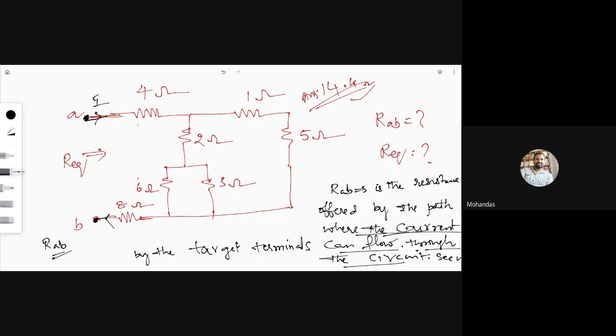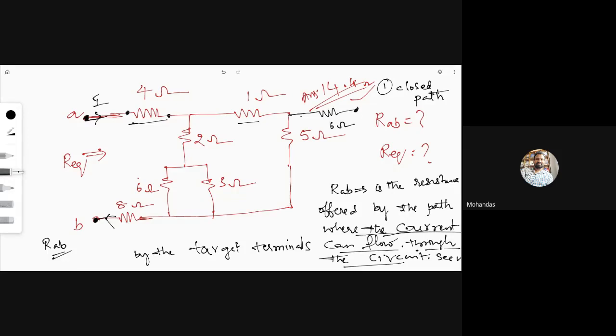Okay. So through 4 ohms to flow the current, there are 2 conditions. One condition is there is a closed path. Closed path must be there. What do you mean by a closed path? If this 4 ohm resistor is connected to A and B, that is called a closed path. There should be a connection between A and B to the 4 ohm and 1 ohm.